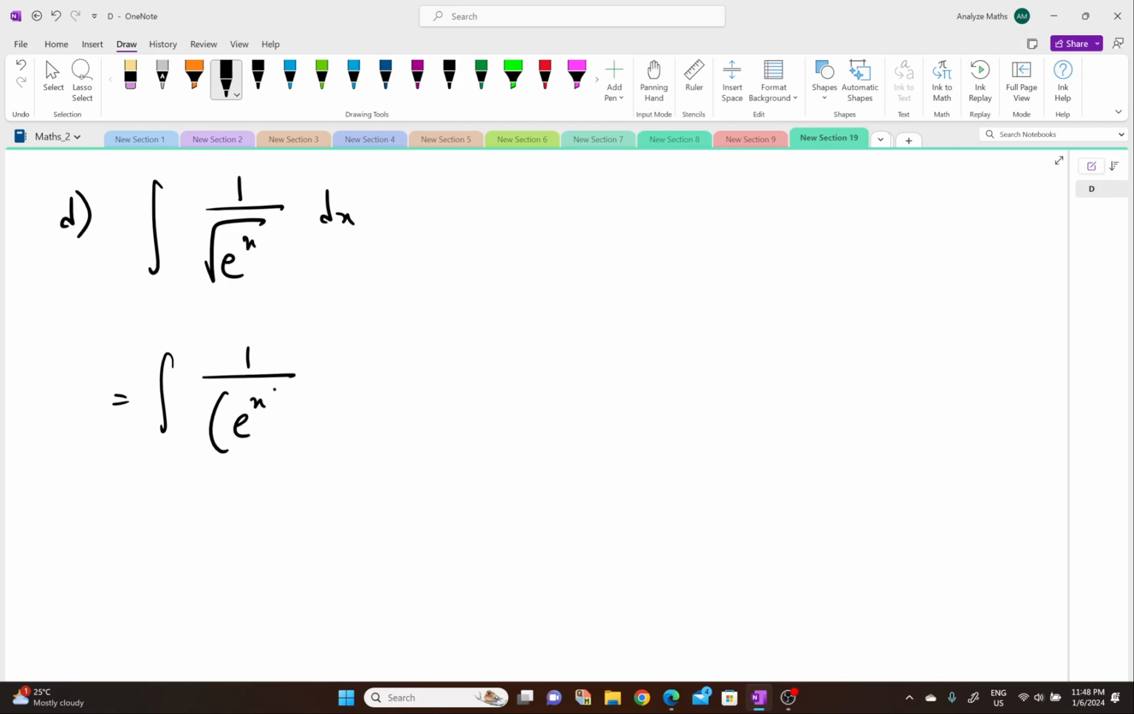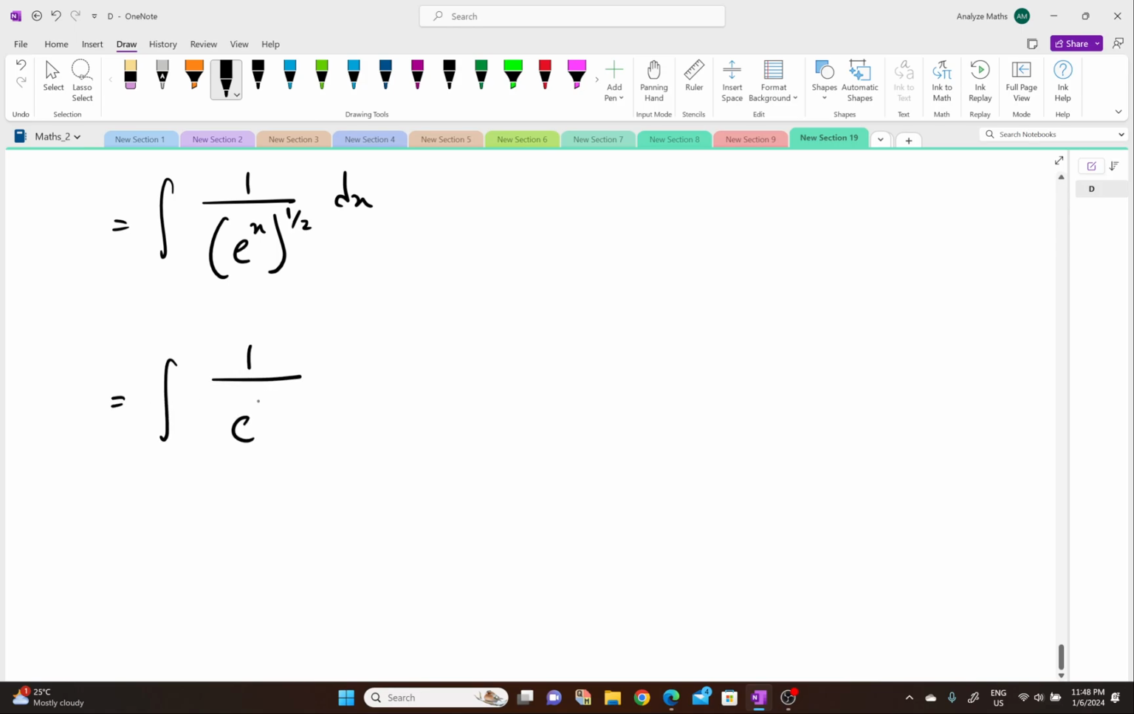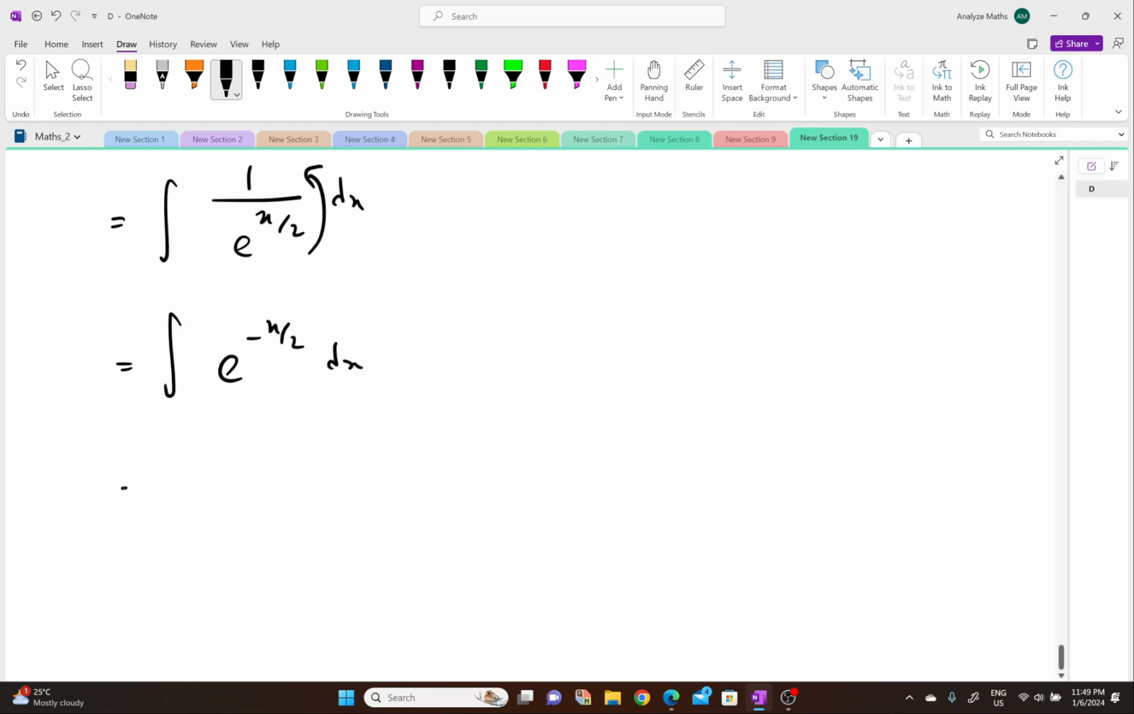Square root is, I can write it 1 over 2 there. So you bring this one up. Now we can use the rule.